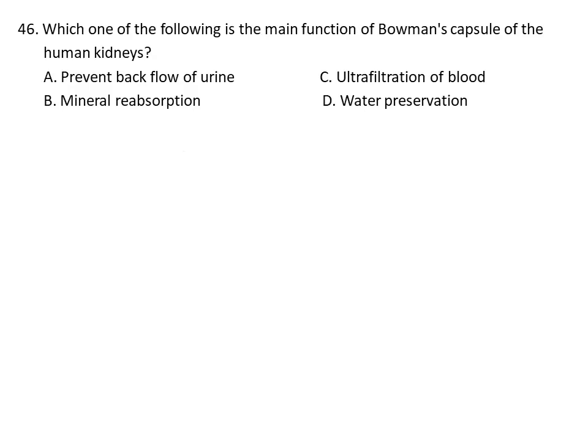Question number 46. Which one of the following is the main function of the Bowman's capsule of the human kidney? So the answer will be C: ultrafiltration of the blood.